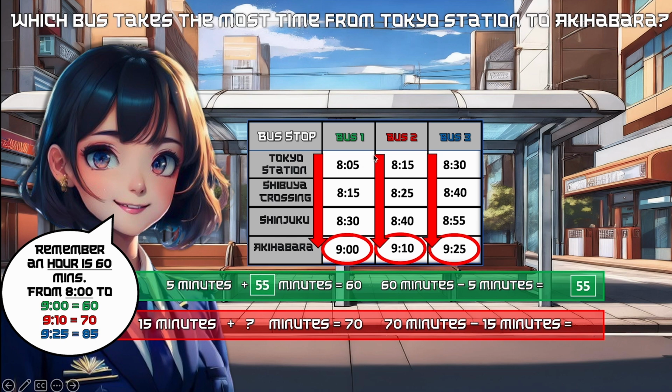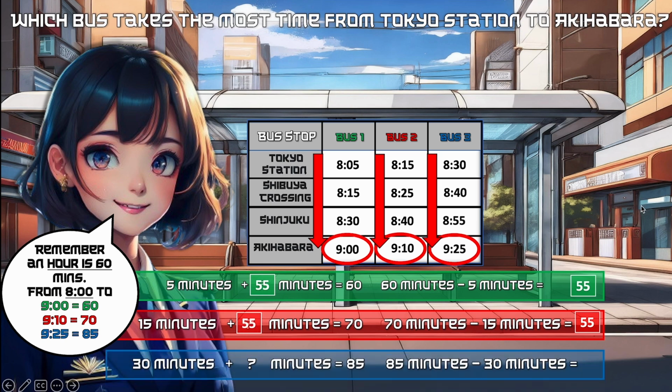Now the red line, we're actually going from 8, let's say it was from 8 to 9:10. So we're actually counting up to 70 minutes. 15 minutes add something equals 70. 70 take away 15 equals 55. 15 add 55 equals 70 minutes. So the answer again is 55. 30 minutes add something equals 85. 85 take away 30, 55 minutes.